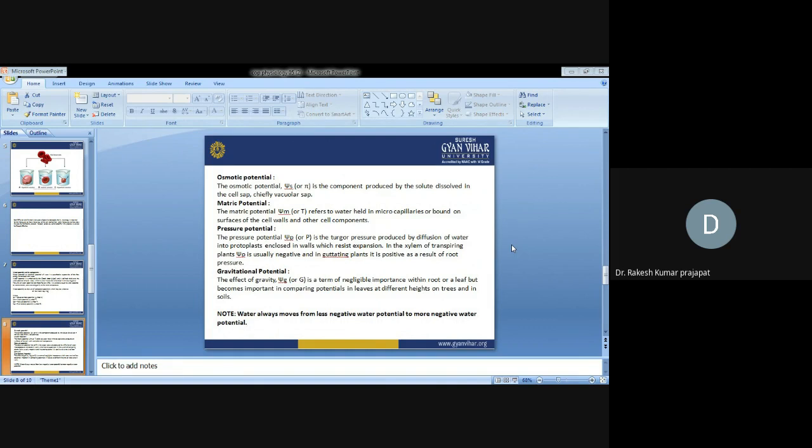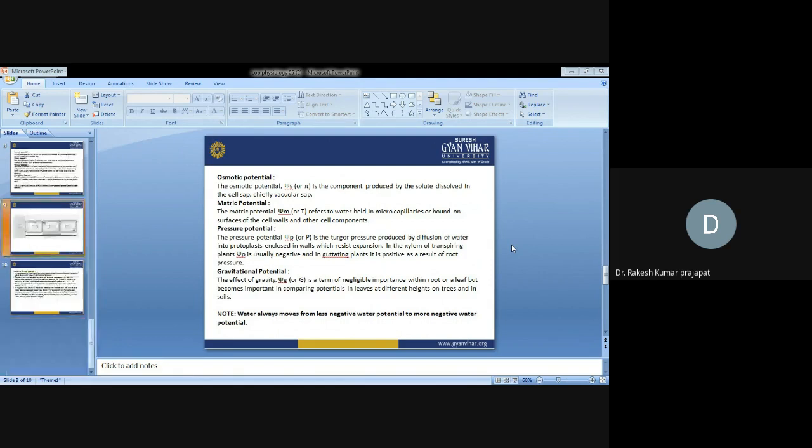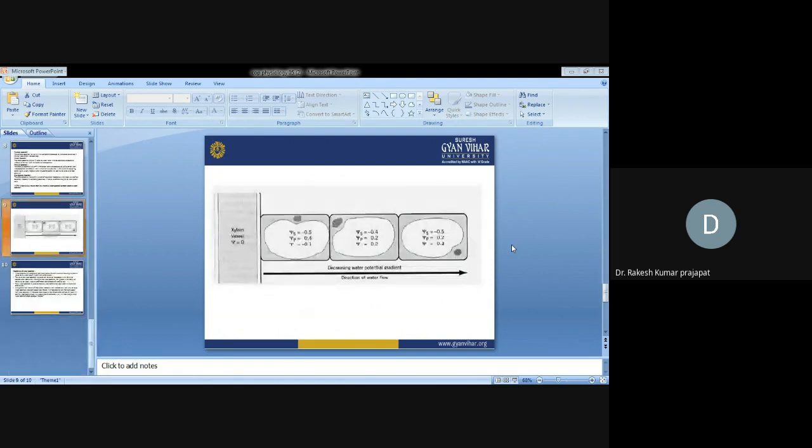Water always moves from less negative potential to more negative water potential. So this is the example here. You can see water will move from high water potential to low water potential. So psi of minus 0.1, minus 0.2, minus 0.3. Water will move from a less negative value to a more negative value.